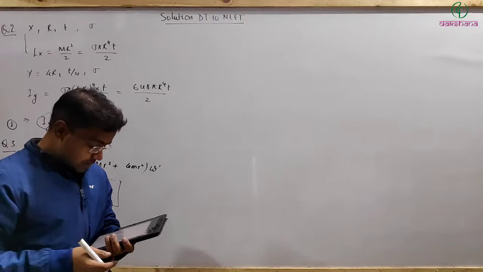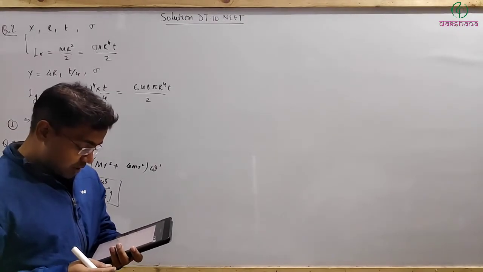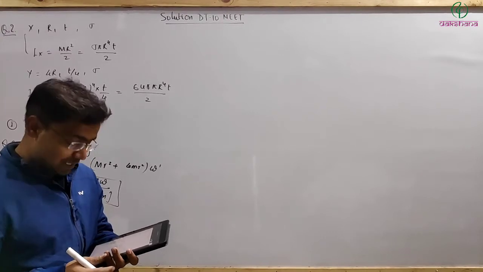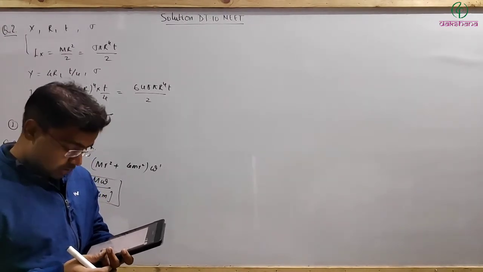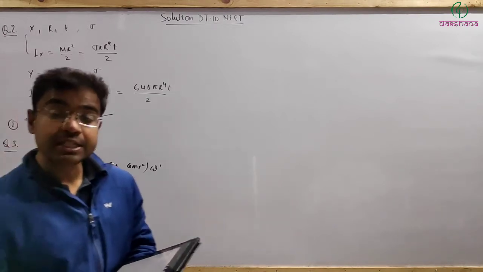A solid cylinder of mass m and radius R rolls without slipping down an inclined plane of length L and height h. What is the speed of its center of mass when the cylinder reaches the bottom?